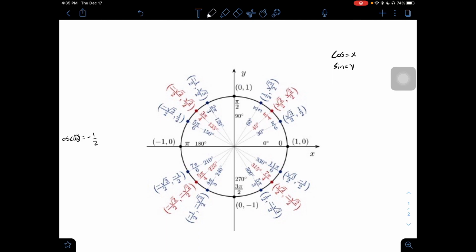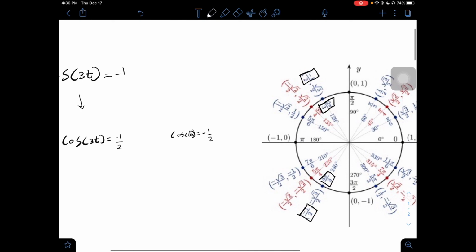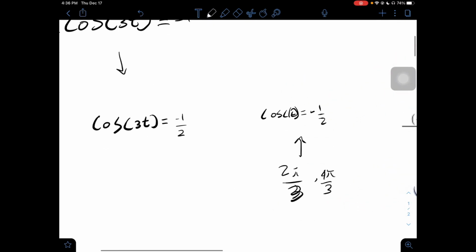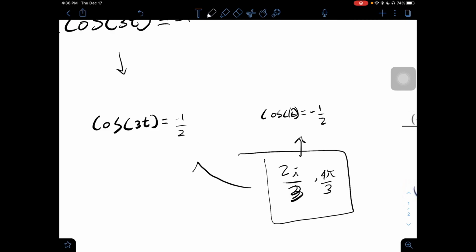So now, looking at the unit circle, we can see that 2 pi over 3 has an x value of negative 1/2. We can also see that 4 pi over 3 has an x value of negative 1/2. So now, I'm going to write both radians off to the side. So we determine 2 pi over 3 and 4 pi over 3 both have a cosine of negative 1/2. Next, we're going to look at these two radians right here, and we're going to bring it over here.